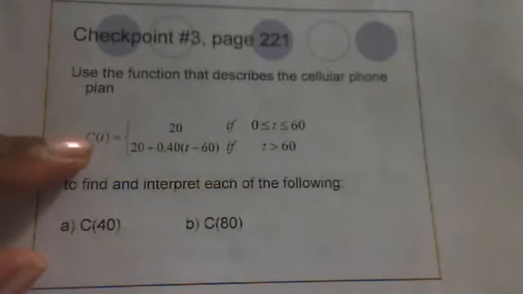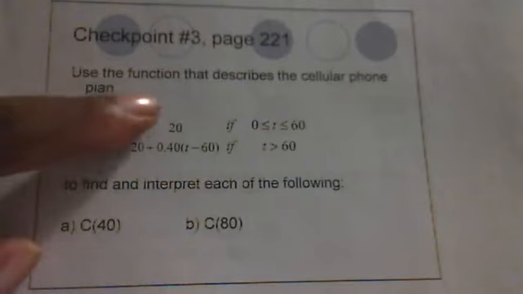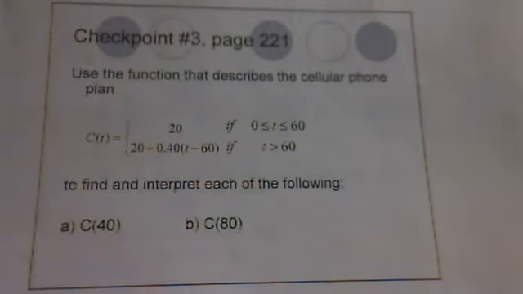Here we're going to use the function that describes the cellular phone plan. C of t, which is going to be the cost, is equal to 20 if the time, which is t, is between 0 and 60, and that does include 0 and 60. Or 20 plus 0.40 times the quantity t minus 60 if t is greater than 60. And here we're going to use that particular function to find and interpret each of the following.